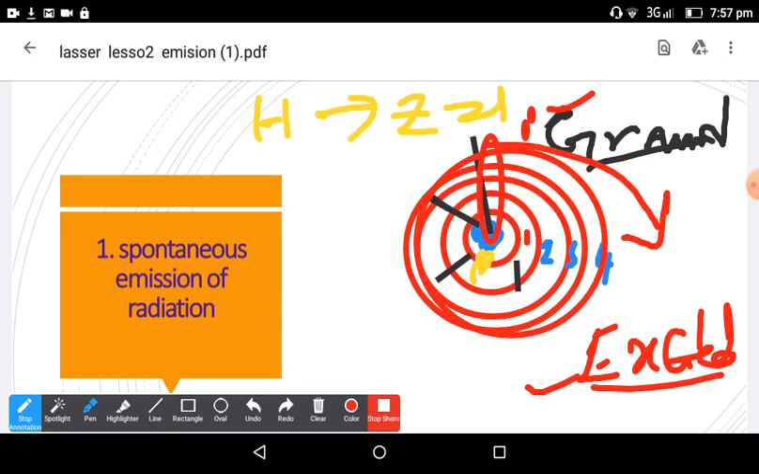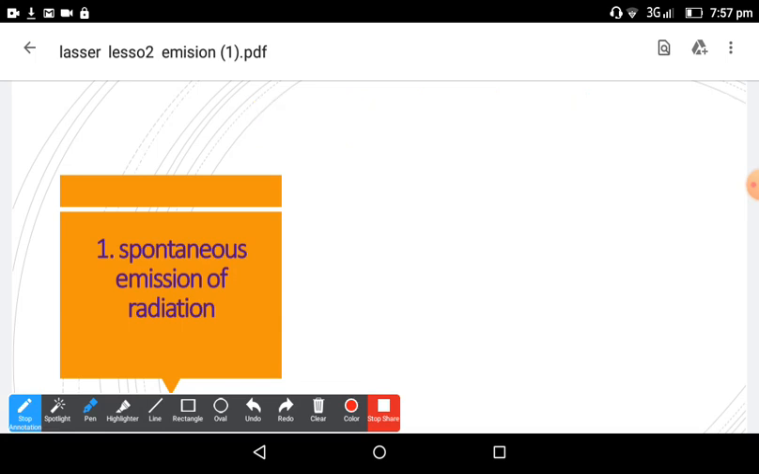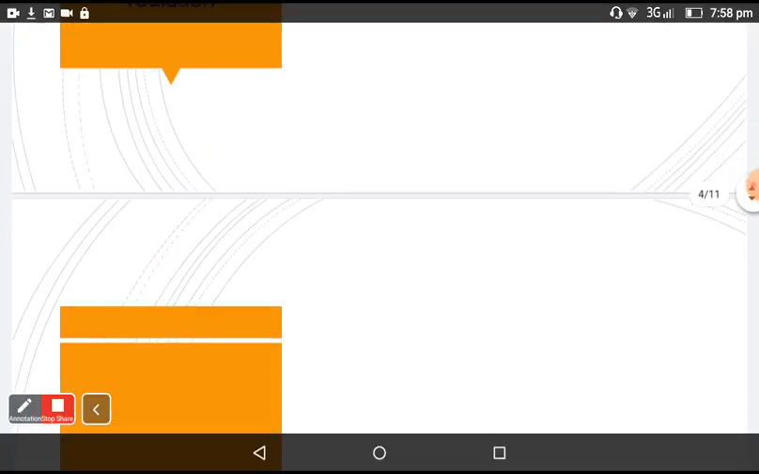We have to observe that. This is our next point. So we will go to the next one here, about the lifetime. Lifetime of the electron in the excited level.